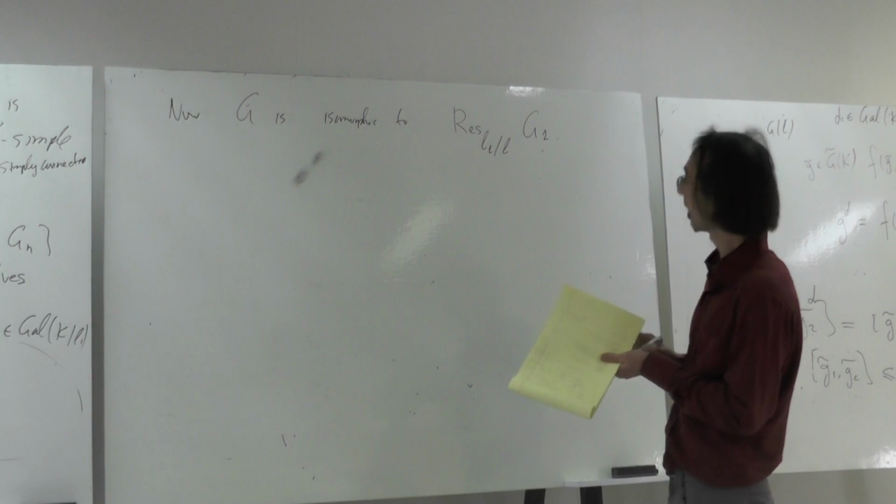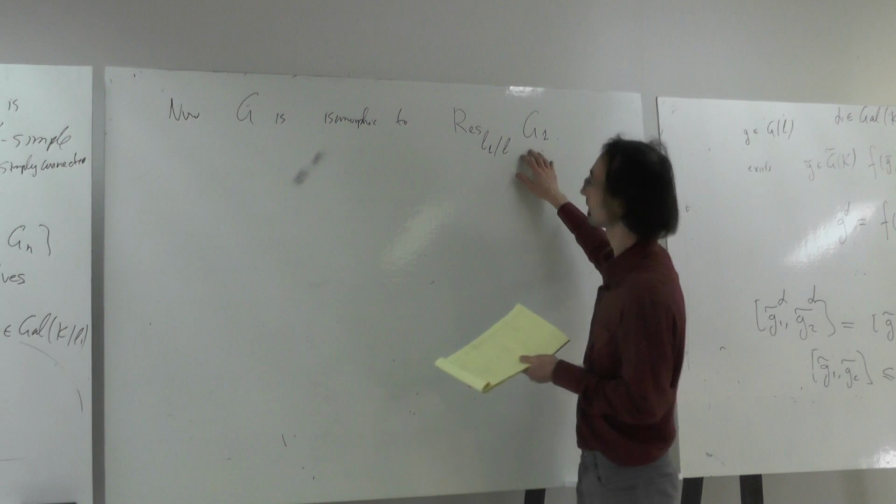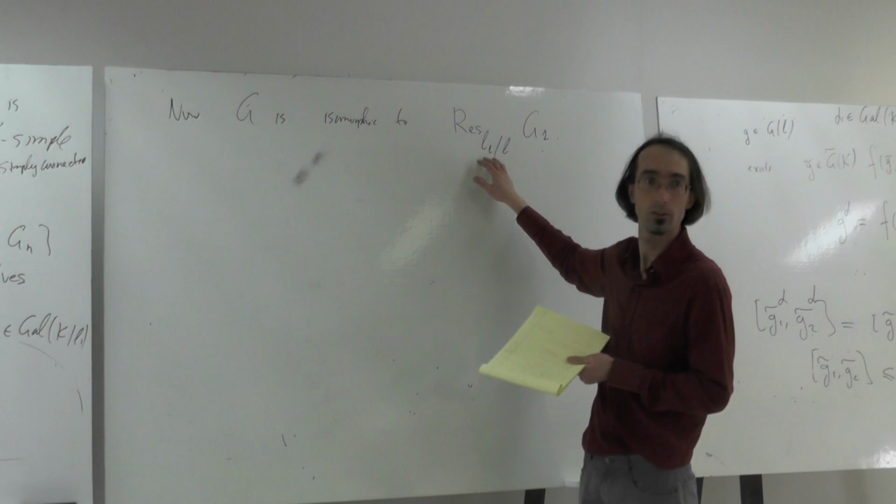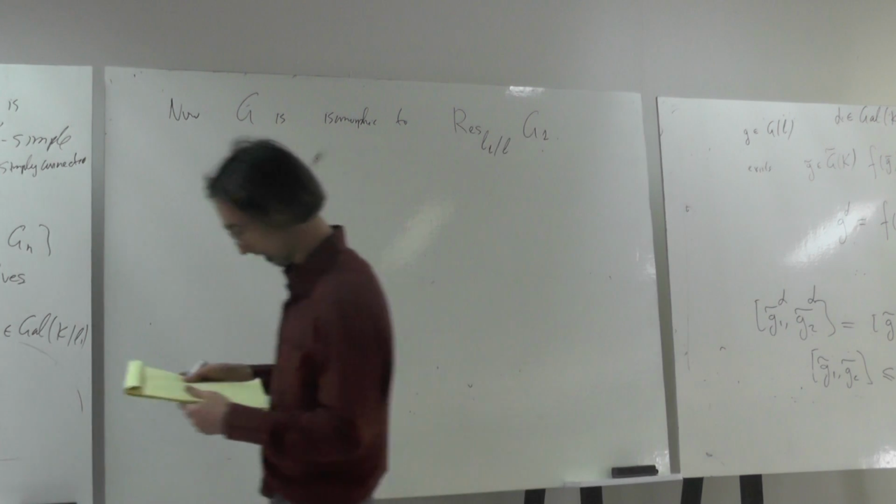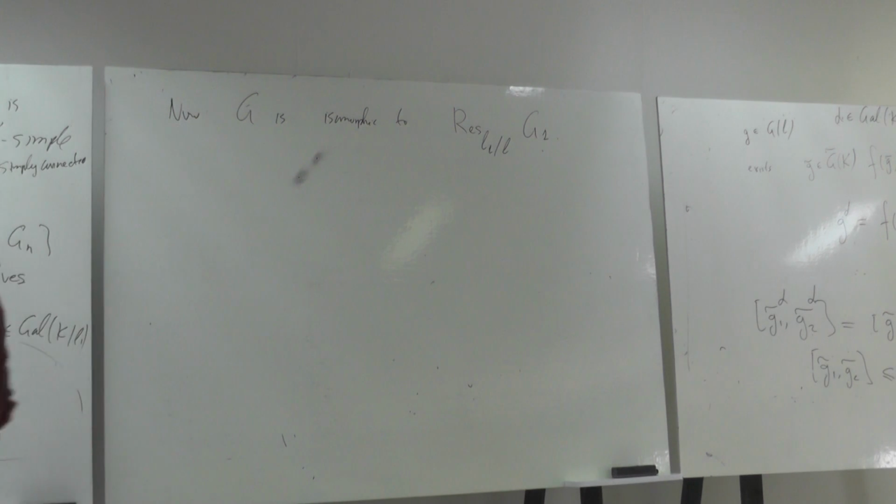So maybe I should give you an example of restriction of scalars for this particular group. Should I give an example?